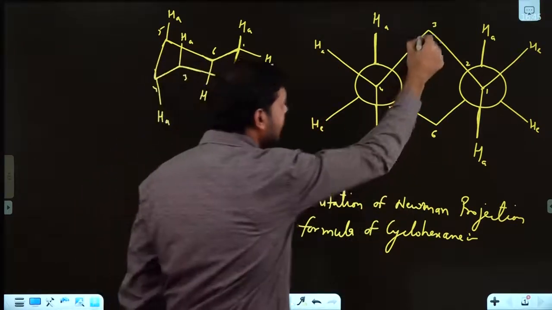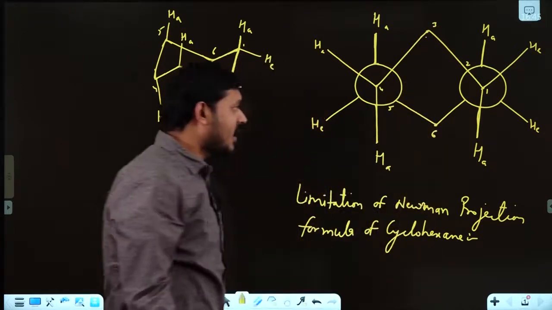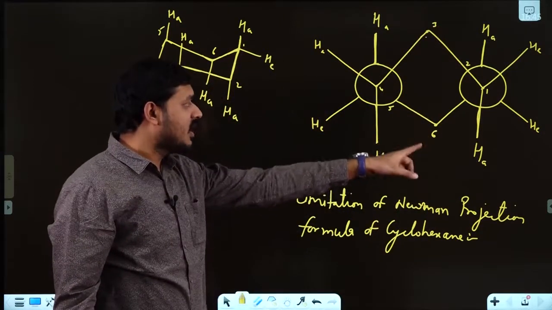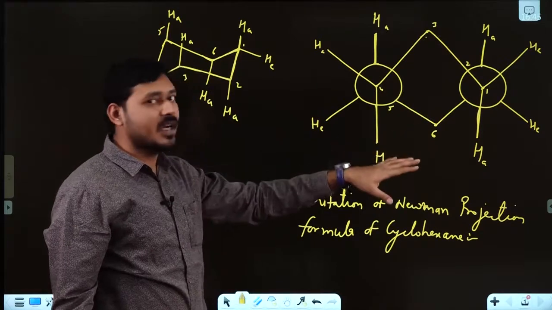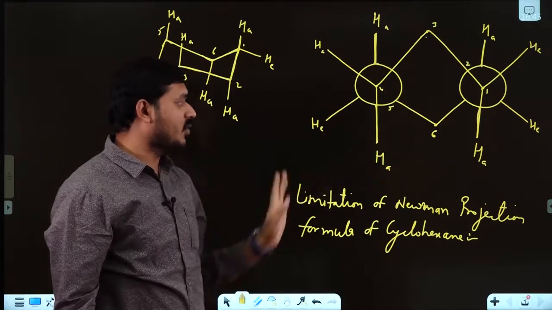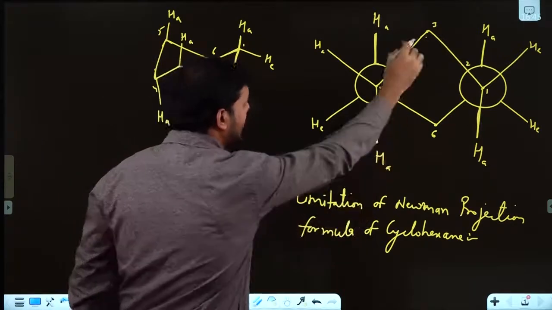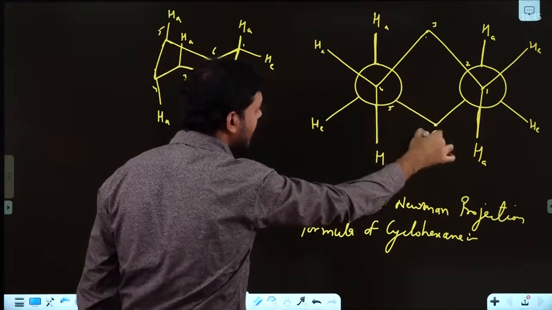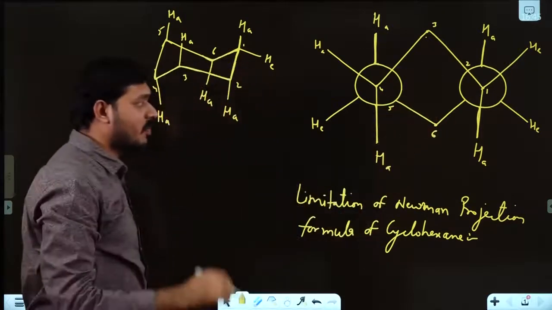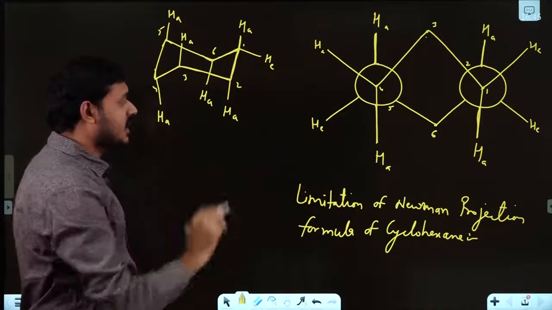But if I see carbon number 3 and carbon number 6, here I cannot properly represent which hydrogen will be on which side and which will be said as axial and which hydrogen will be said as equatorial. So for 4 carbons it is okay, but for the 3rd and 6th, these 2 carbon atoms, it is not possible to properly mention the hydrogen atoms at equatorial and axial positions.